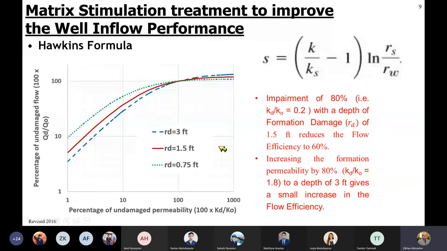And here you can see the effect of damage against the effect of stimulation, at the same rate of damage and stimulation. We can see that an impairment of 80%, at the same depth of, let's say, 1.5 feet of damage radius, 80% of damage will affect the flow efficiency at 60%.